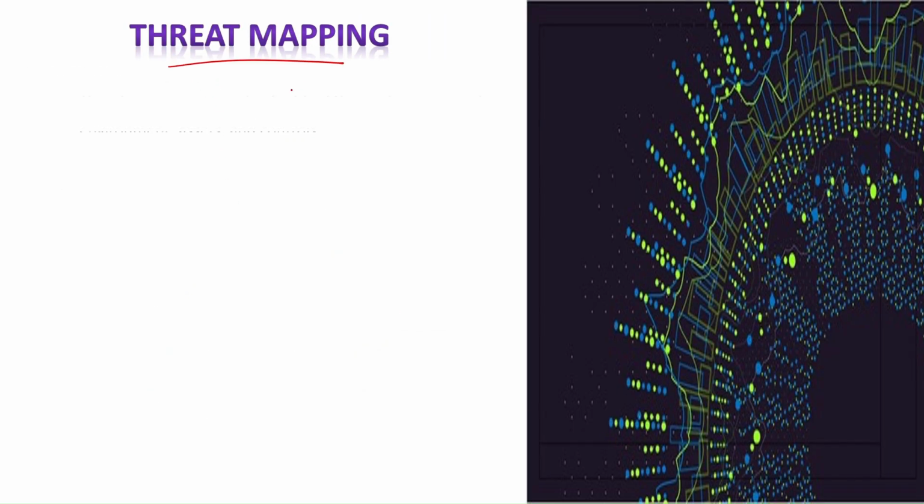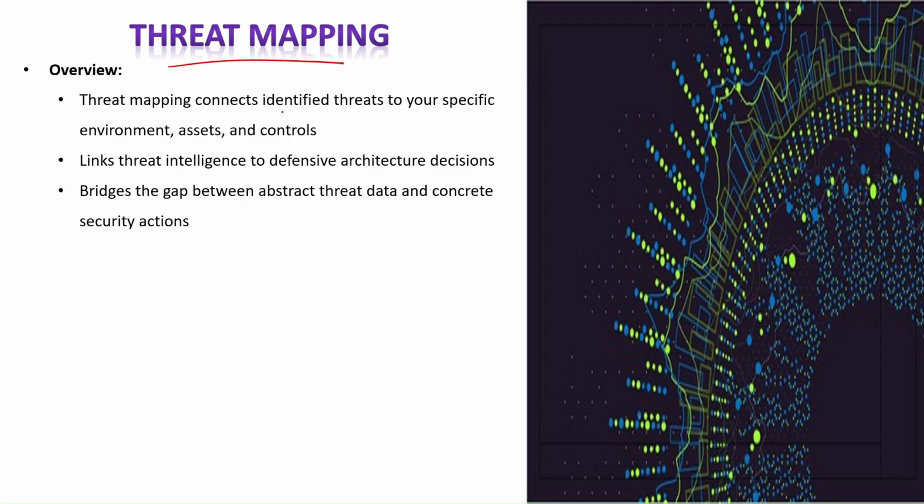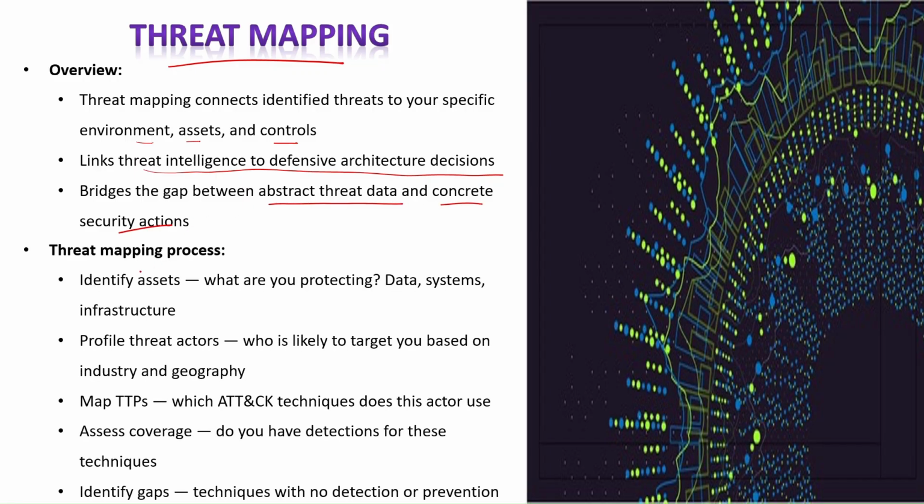Next is threat mapping. Threat mapping connects identified threats to your specific environments, assets, and controls, and it links threat intelligence to defensive architecture decisions and bridges the gap between abstract threat data and concrete security actions. The threat mapping process includes identifying assets, so what you are protecting: data, systems, and infrastructure. First, these must be identified.